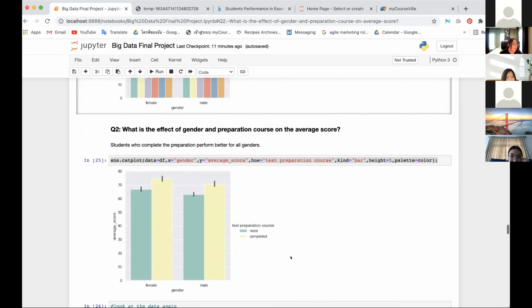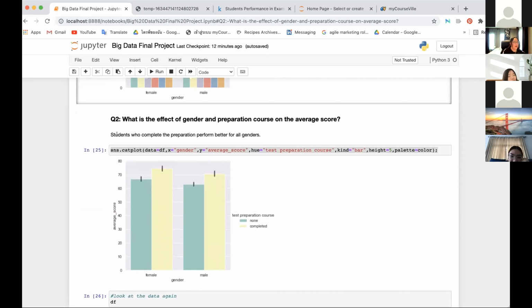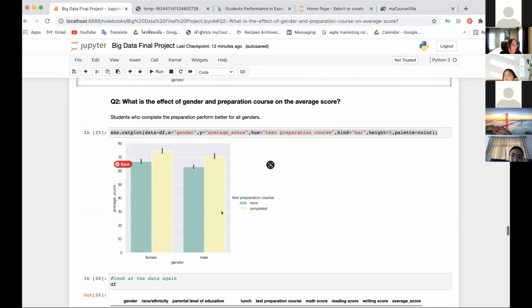Okay, go on. For the second one, I found that students who completed the preparation course perform better, but the difference is not that big.